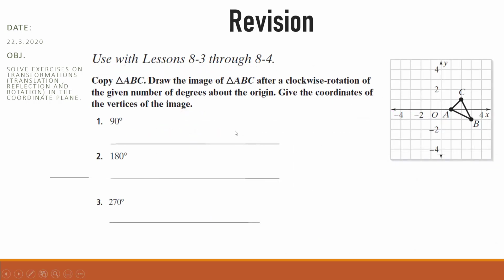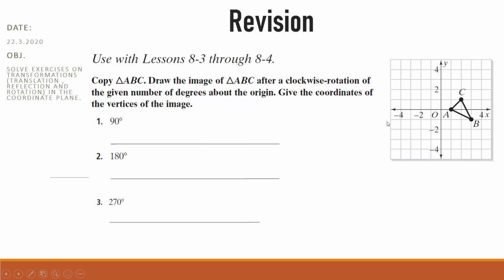Now in this question, copy triangle ABC, draw the image of triangle ABC after a clockwise rotation of the given number of degrees about the origin, and give the coordinates of the vertices of the image. You should do that 3 times. The first time, 90 degrees. I'm not going to draw, I'm just going to give you the coordinates of the image.